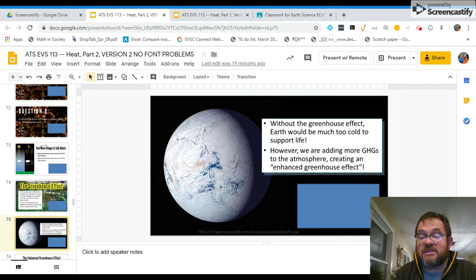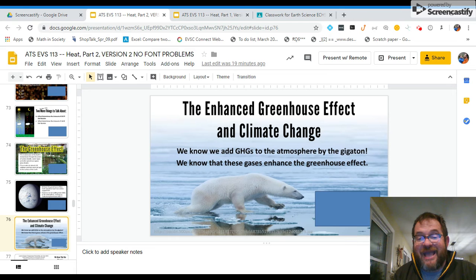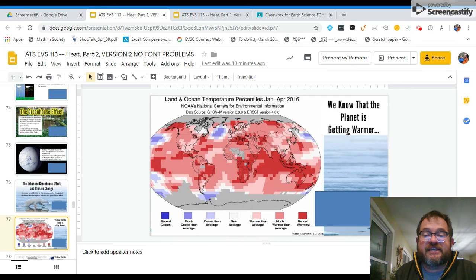And this is a necessary thing. If this wasn't happening, the Earth would be much too cold to support life. But by adding too many greenhouse gases, of course, we're effectively putting too warm of a blanket on the surface of the Earth, and we are not letting enough heat out into space and instead absorbing it and re-emitting it back towards us. We now know that by adding greenhouse gases to the atmosphere, they are enhancing the greenhouse effect and warming it.